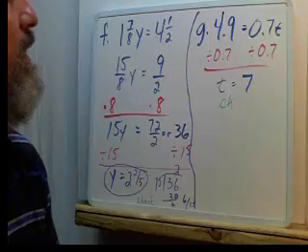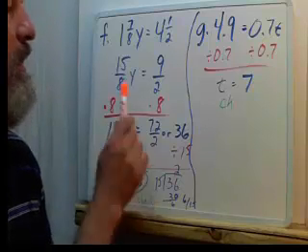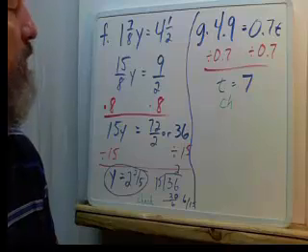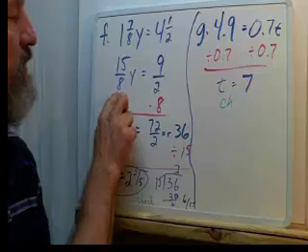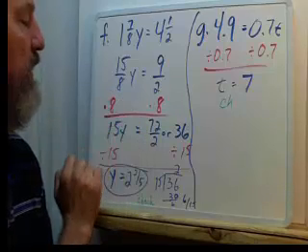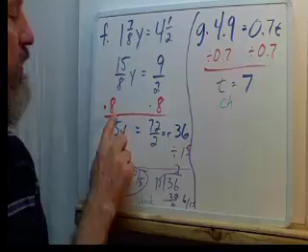1 7/8 y equals 4 1/2. Turn them both into improper fractions. We get 15/8 y equals 9 over 2. Multiply both sides by 8 because this denominator is greater. We want to use that one to eliminate them both.